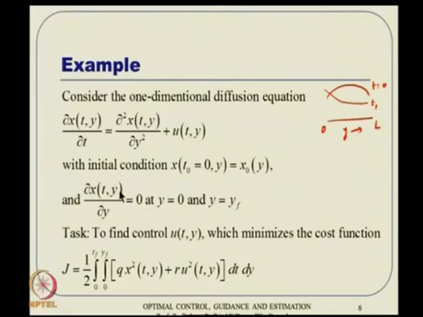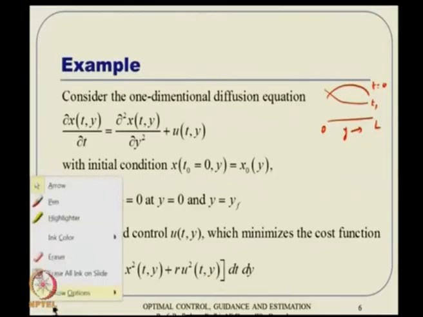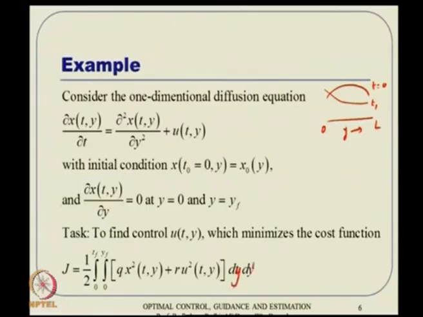Now, the task is to find a control u of t, y which minimizes the cost function this way. Again, it is a quadratic cost function, and q and r are scalars here. Remember, this is a double integral, integrated with respect to y and also integrated with respect to time. This is the thing that we want to minimize. Ideally, it should be y first and t next, but mathematically both are equivalent anyway.